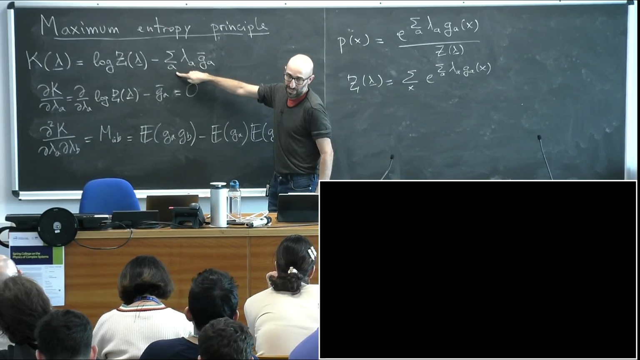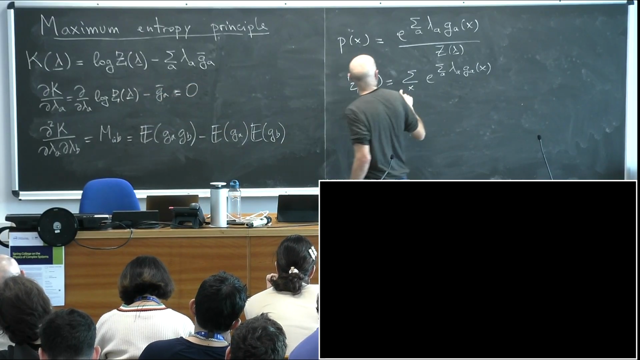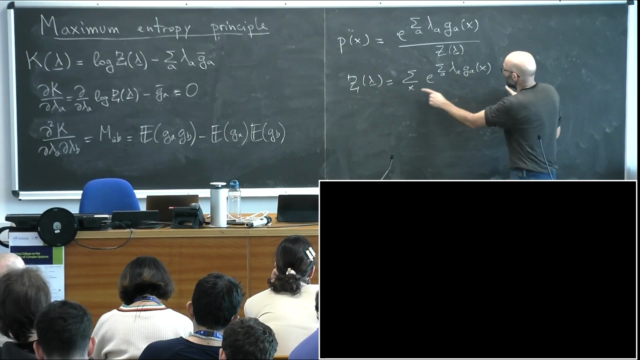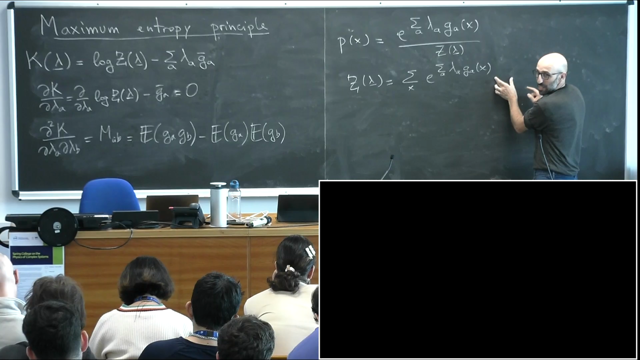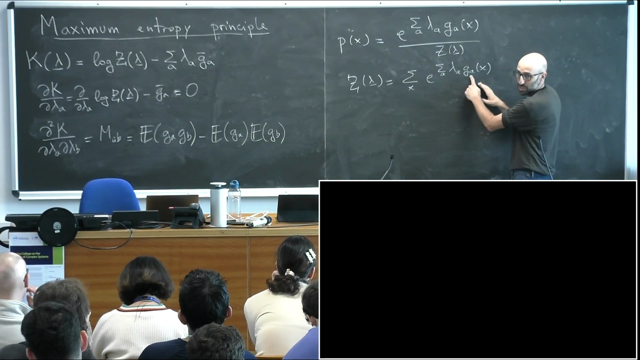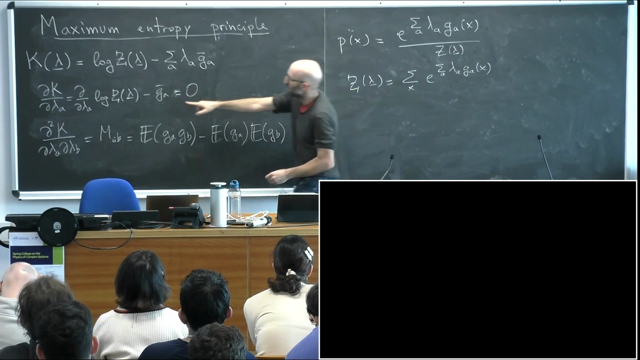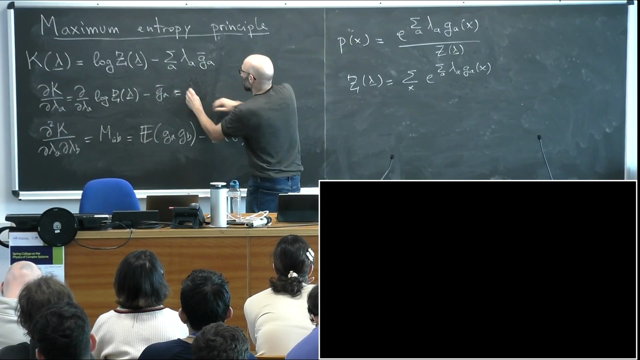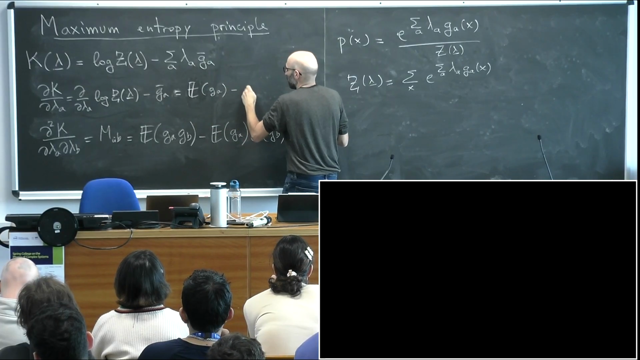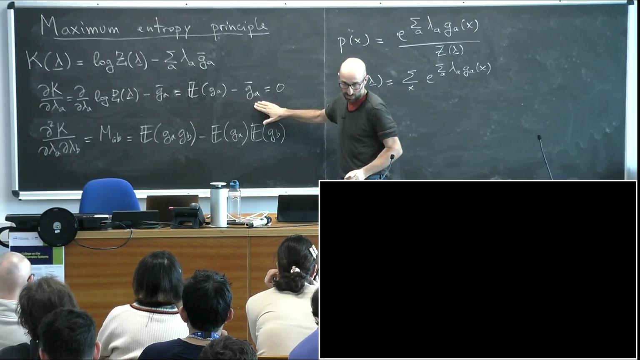If I take the derivative of k, when I take the derivative of log Z, I get 1 over Z times the derivative of Z. When I take the derivative of Z with respect to lambda a, I get a GA here. So the derivative of log Z is equal to the average of GA over this distribution, right? And so this term is equal to the expectation of GA minus G bar A, and this is what I want to be 0 in order to fix my constraints.